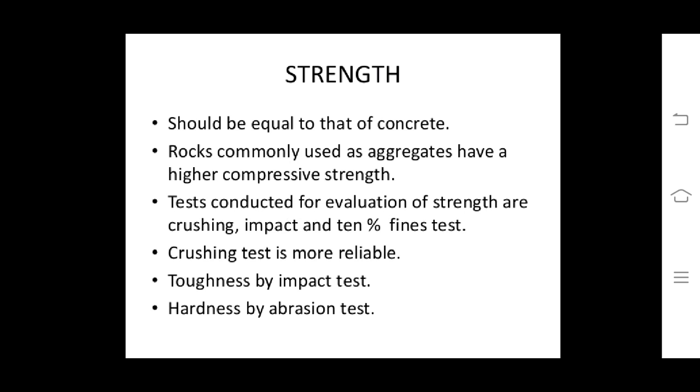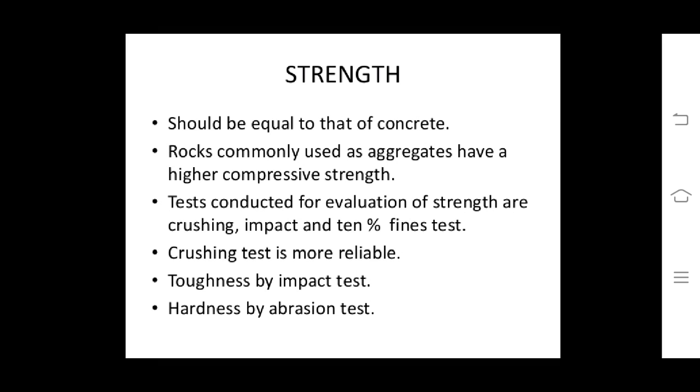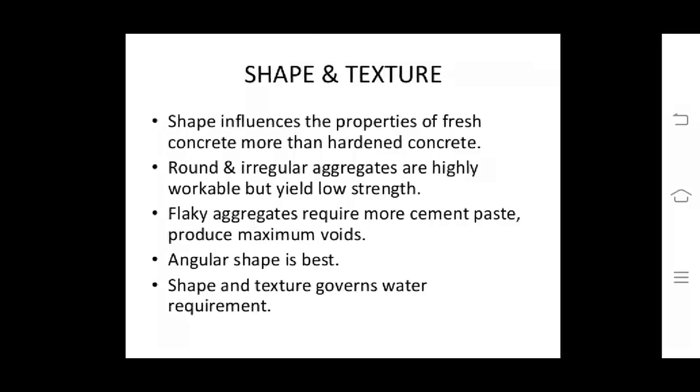Tests conducted for evaluation of strength are crushing strength, impact strength, and 10% fines test. The crushing test is more reliable as compared to other tests. Toughness is measured by the impact test and hardness by the abrasion test. The next property is shape and texture.